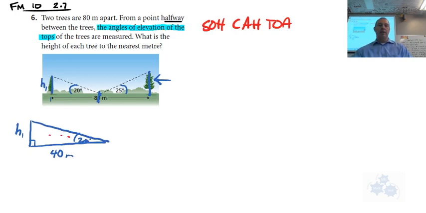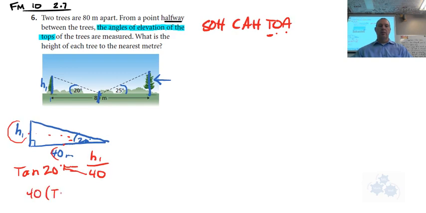Okay, this is the opposite side, and this is the adjacent side. Opposite, adjacent is tan. Very, very good. You guys are on a roll here. So tan of our angle that we're given, 20, equals opposite over adjacent. So we always start with that, and then it's easy to find out what H equals. This is 40 times tan 20 degrees.